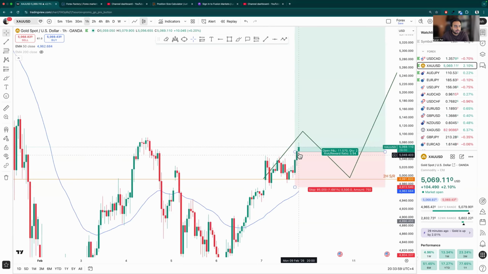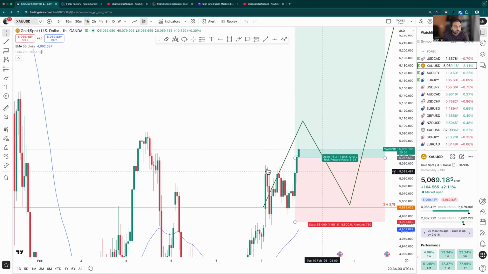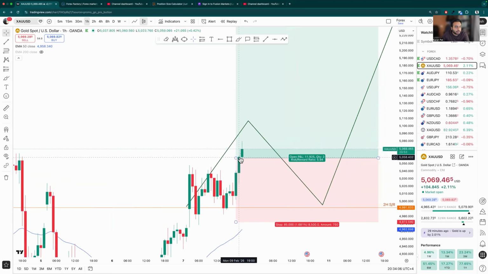That's when we entered. You can see I didn't execute before the candle close. You can see the candle close right here. So I was able to take an entry exactly at this moment. So I have to wait for the candle close. That's the thing. You have to wait for the candle close.